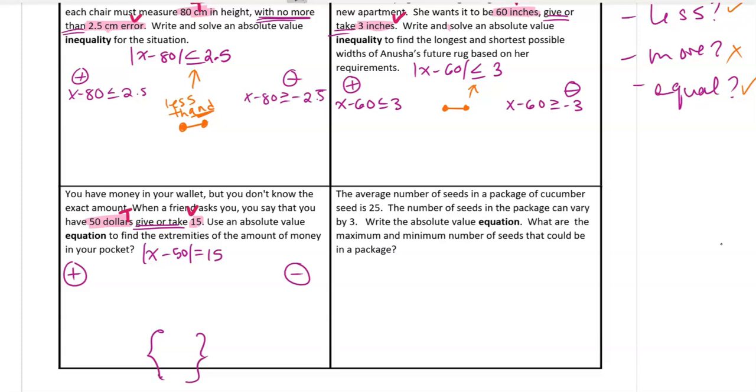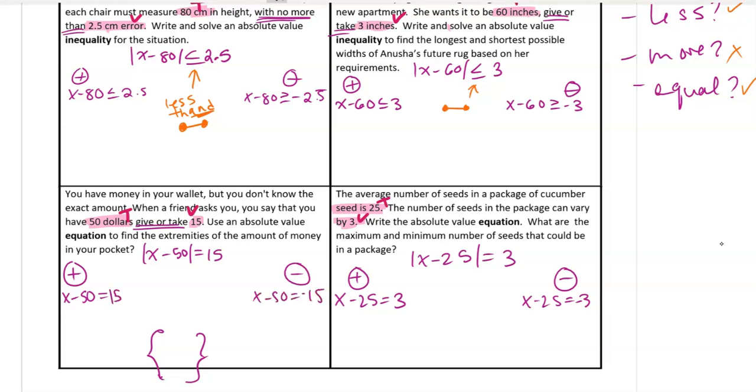For the next one, it says the average number of seeds in a package of cucumber seed is 25. The number of seeds in the package can vary by 3. All right, our target is 25, our varies is 3. There we go. Positive and negative solution. For the negative is negative 3. Positive is positive 3. Same thing on this last one that I did not write for you guys. And then again, write your answer in the set.